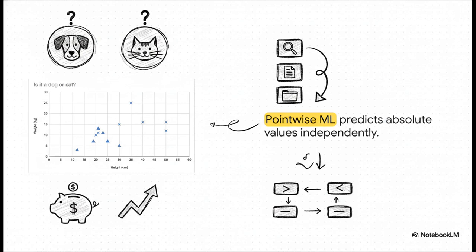But ranking search results requires a totally different mindset. We aren't trying to predict an absolute score for one thing. We are trying to optimize the order of an entire group of documents relative to a very specific search query.